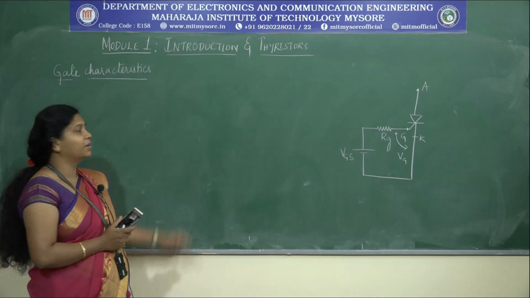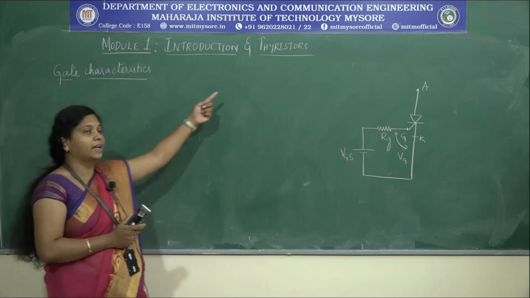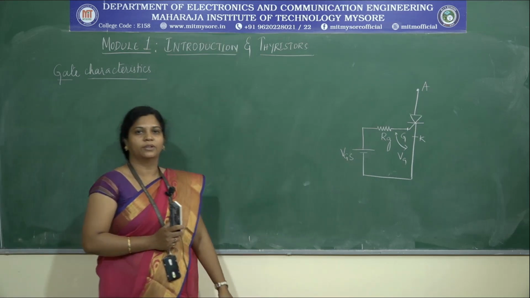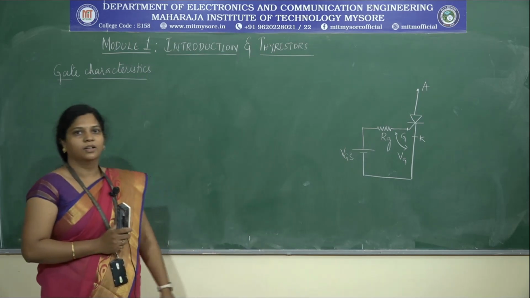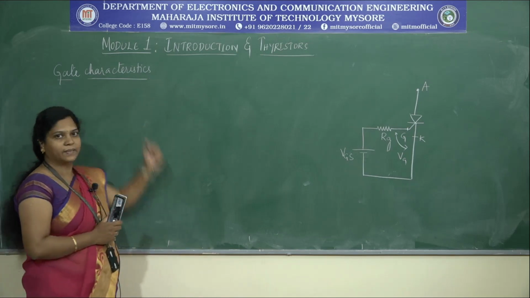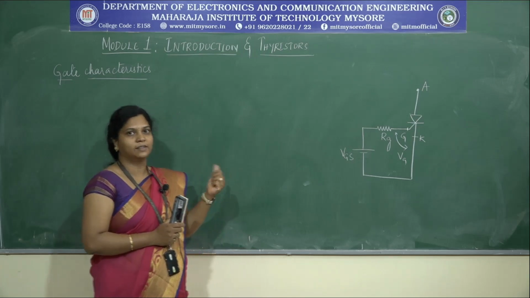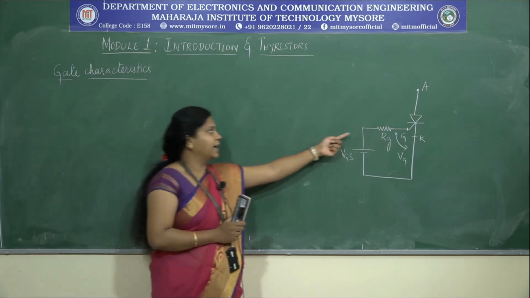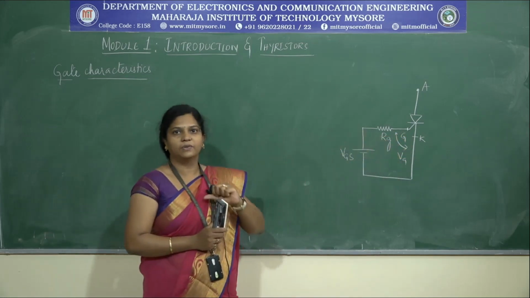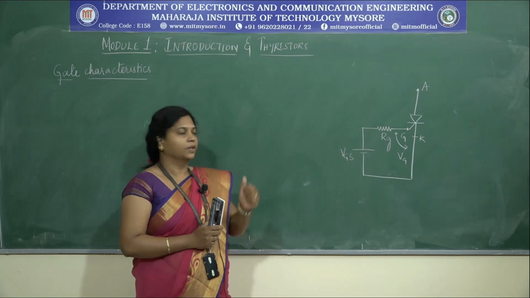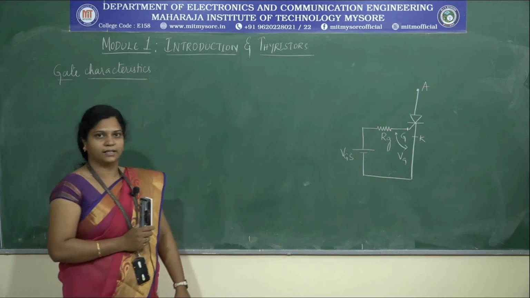So we were discussing module 1, that is the thyristors, and so far we have discussed the static anode cathode characteristics of a thyristor. In today's session we will discuss the gate characteristics of a thyristor. Here the gate plays an important role. We already have discussed that when we apply the gate cathode voltage, that allows the triggering of the thyristor, and the thyristor moves from the non-conducting state to the conducting state.